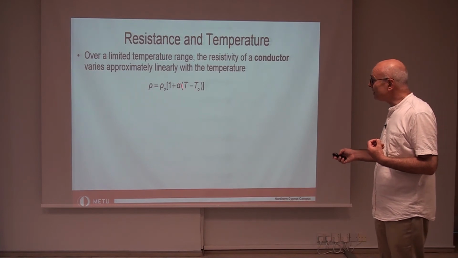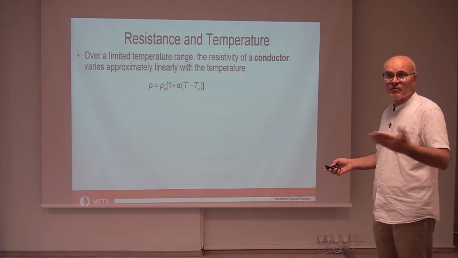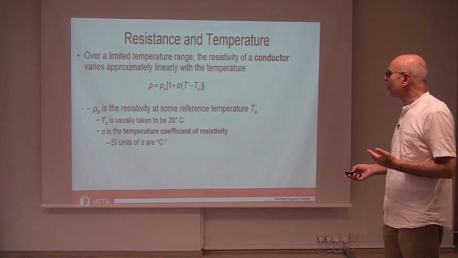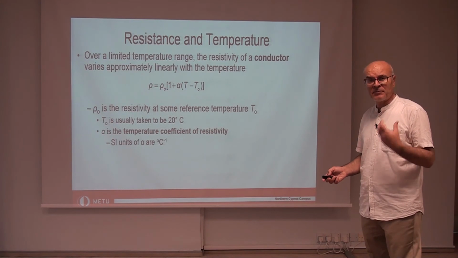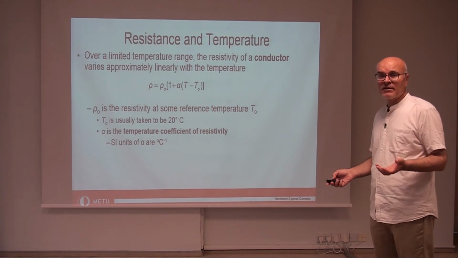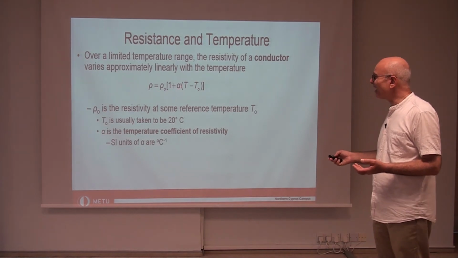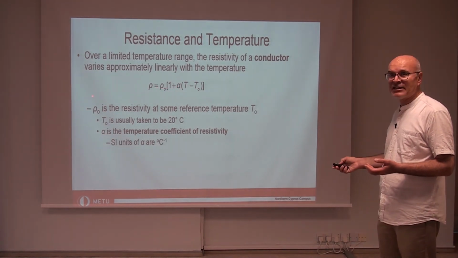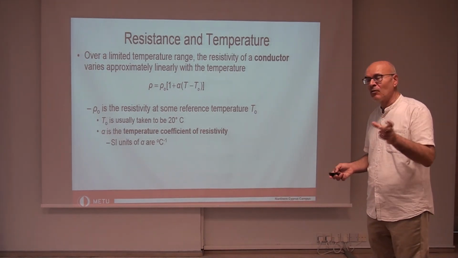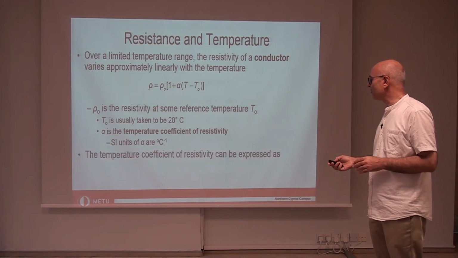Now this quantity alpha is characteristic of the material. It varies from material to material, and it is called the temperature coefficient of resistivity. It has units of degrees Celsius to the minus 1 in the SI system of units. So this is how rho varies with temperature, and as you can see, alpha is constant, so this relation is linear. This is true for a large range of temperatures, which is usually what you need in all practical applications. So this is how the resistivity varies with temperature.